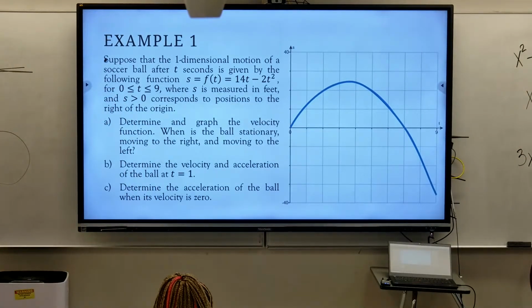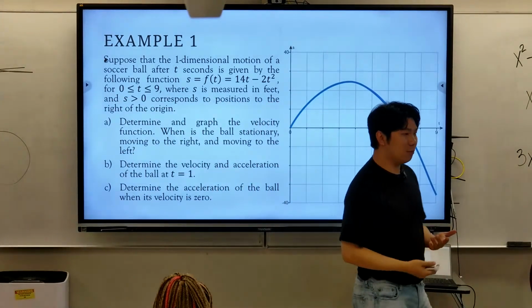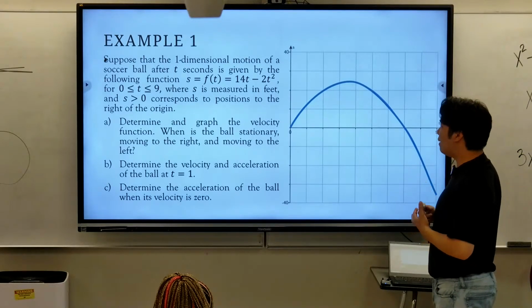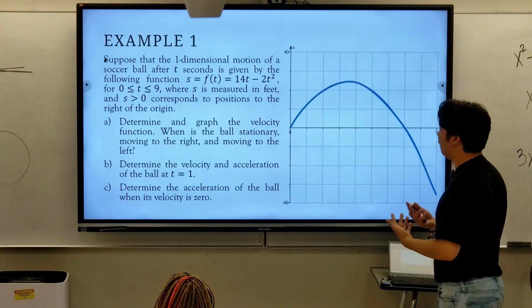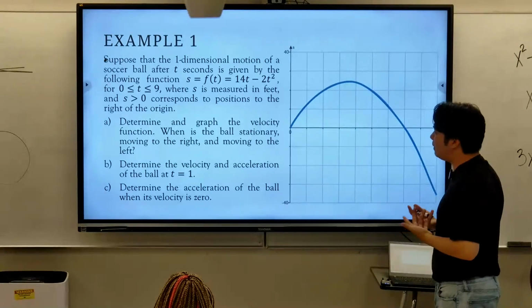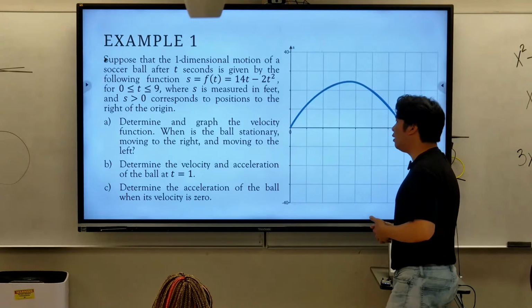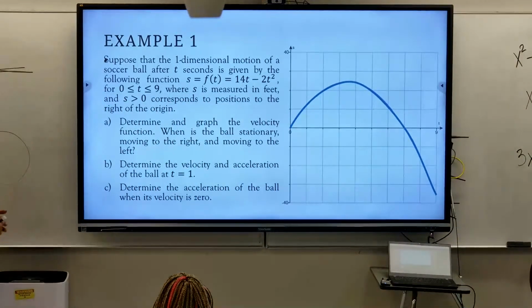All right, so last time we were considering the motion of a soccer ball. Let's say I was going left or right. That was modeled by this function, where S was our position function, V is our velocity function, and soon to be A is our acceleration function. We did part A already. We determined and graphed the velocity function, and based off of that, we could tell when it's moving left or right, or when it was temporarily stationary. Stationary meaning when was it not moving at all.